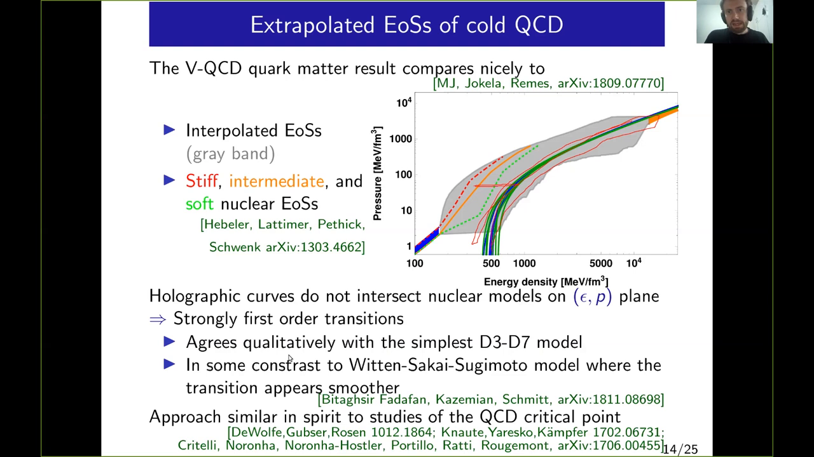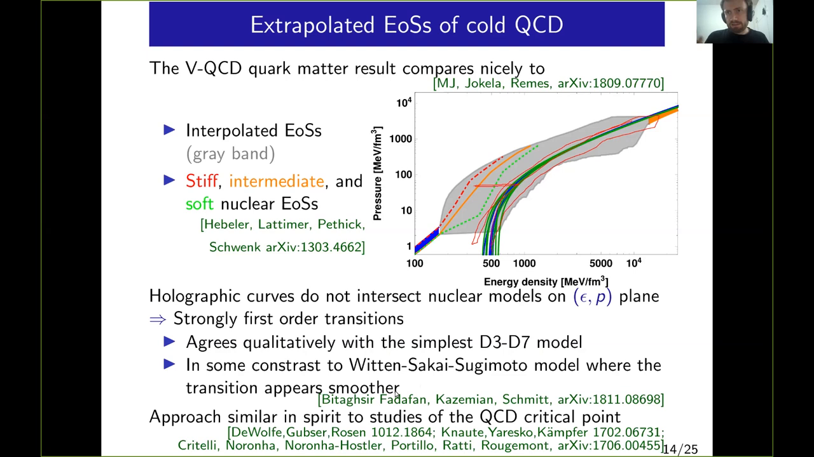And I won't show you the results of matching the nuclear matter model with holographic QCD in this case. We have done it, and you get very similar results as in this simple T3D7 model. In particular, you have very strong first order transitions, and you don't get any stable quark matter cores in your neutron star. This is in some contrast to some studies in the Witten-Sakai-Sugimoto model, where you typically have quite smooth transitions from nuclear matter to quark matter whenever the transition is present.